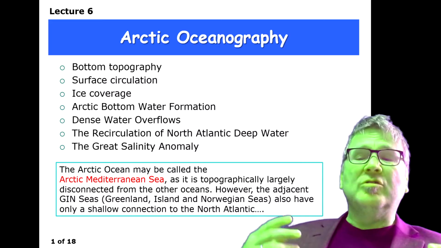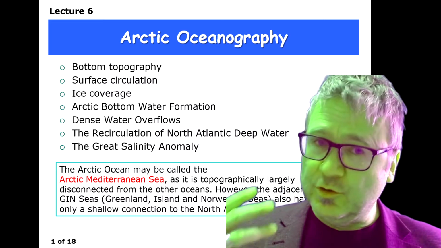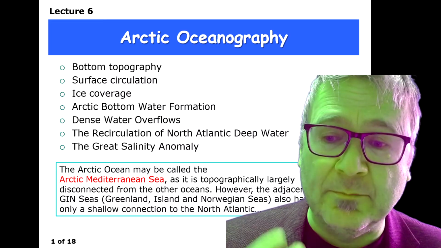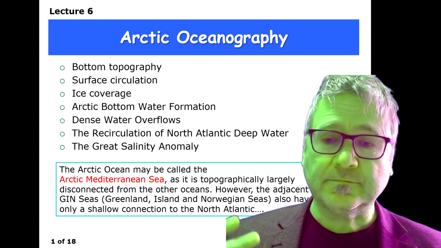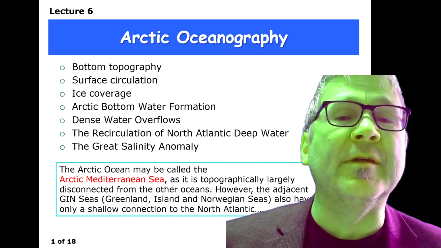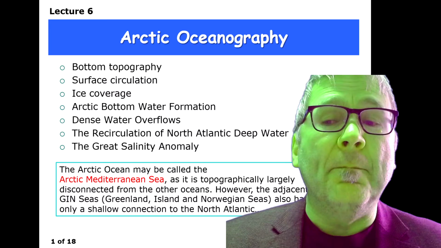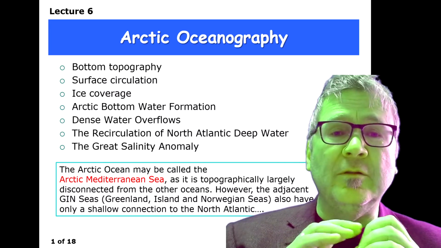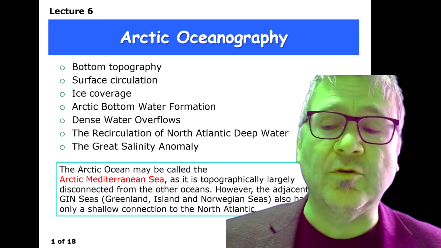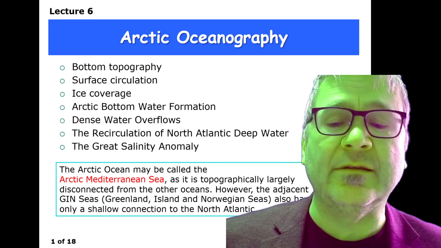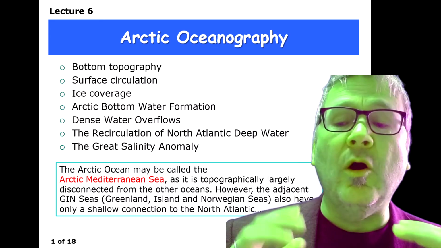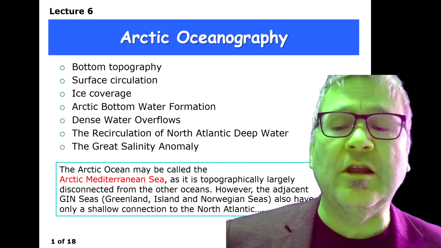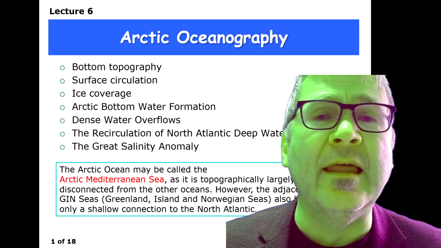So the Arctic Ocean actually belongs to a type of Mediterranean seas. It may be called the Arctic Mediterranean Sea, but with a look at the bottom topography, you actually will learn that it's also connected to the so-called GIN seas, the Greenland, Iceland and Norwegian seas, that also have only a very, very shallow connection to the North Atlantic.